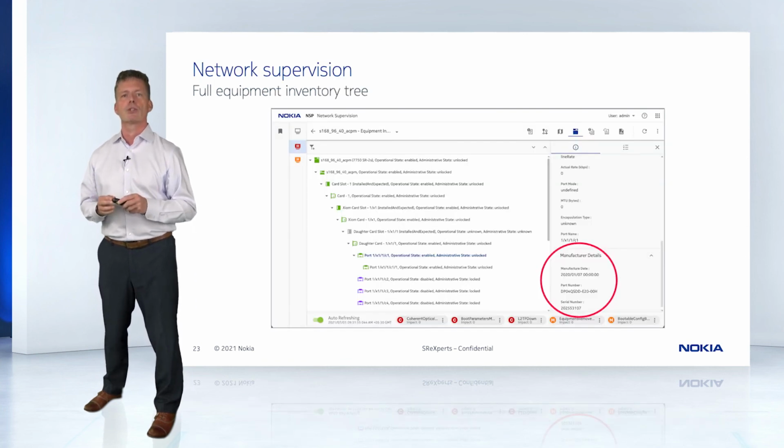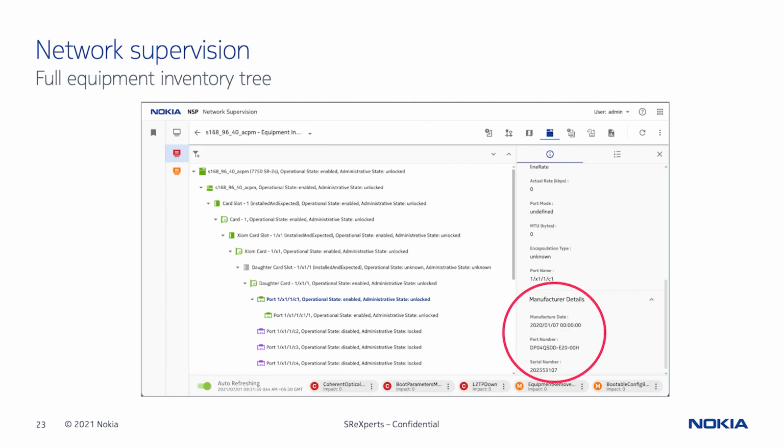Last screenshot here, just to show you that in addition to the rich network map visualizations available in the Network Supervision app, you also have a full inventory available in the equipment tree. Here you'll find all the information you need on the plugs, including manufacturer details, part numbers, serial numbers, and all equipment details.